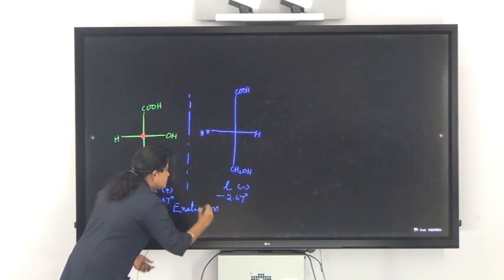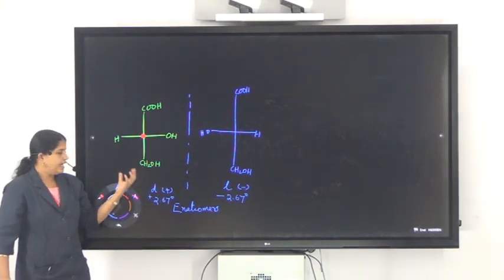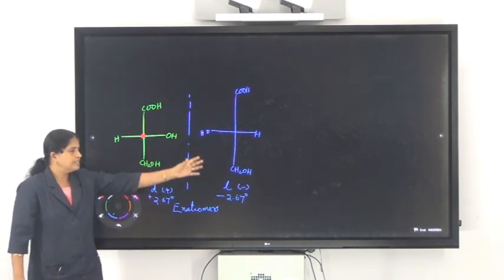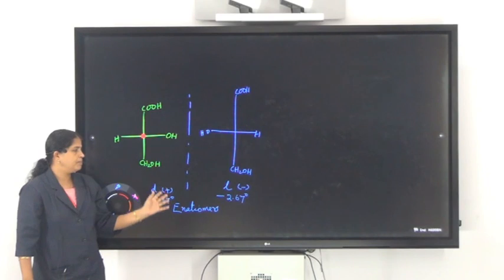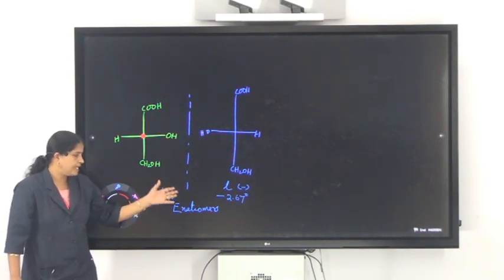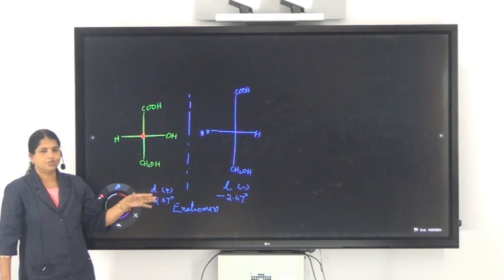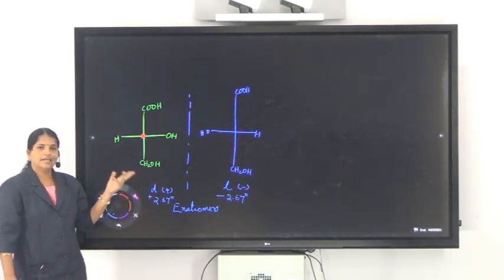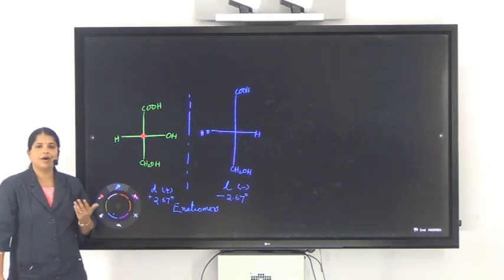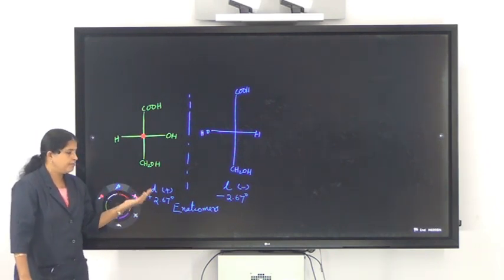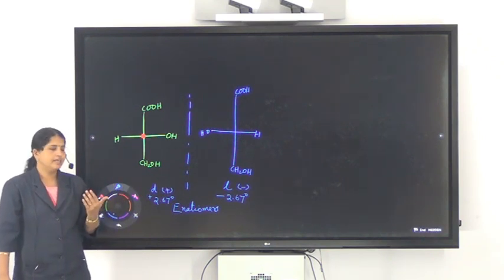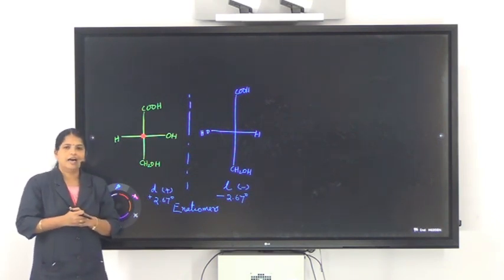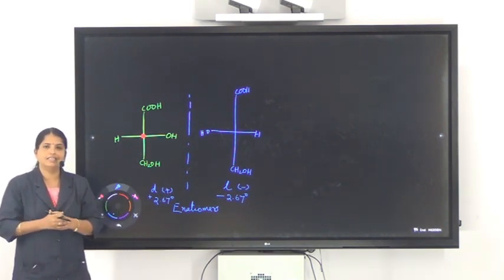So what are enantiomers? Enantiomers are optical isomers which are related to each other as mirror images. These are non-superimposable mirror images, and they exhibit optical activity. These enantiomers possess the same physical properties like melting point, boiling point, refractive index, etc., but they possess entirely different chemical properties.